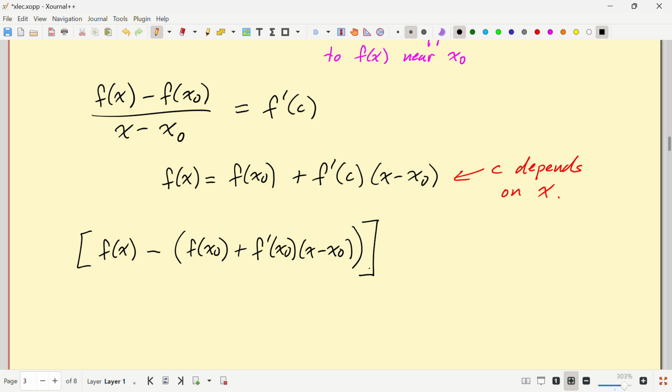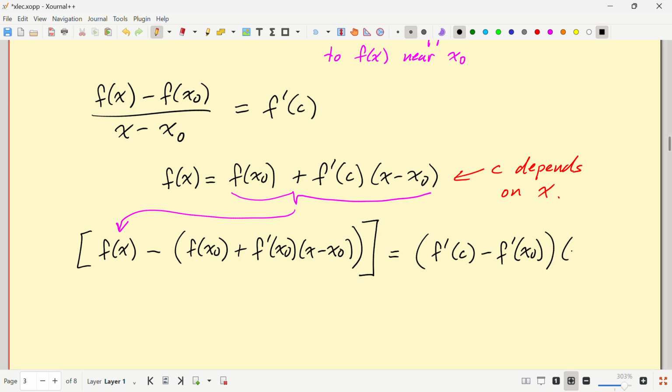So how close is that? When I subtract that, I'm going to stick this in for f(x). And then a lot of stuff cancels, and I'm left with f prime of c minus f prime of x naught, times x minus x naught. Okay? If the derivative is continuous, then that thing is small.